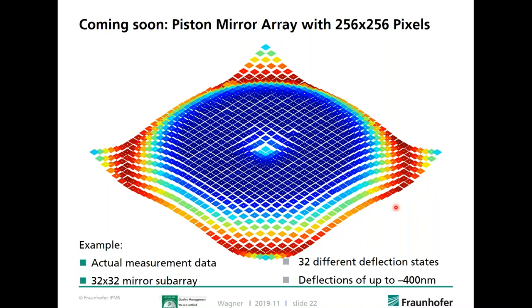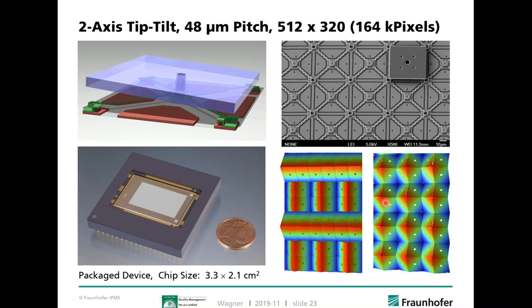Another very interesting, relatively new development is not one tilt axis, not piston, but two tilt axis mirrors, shown on this slide. On the upper left, you see a sketch of the flexibility the mirror has in movement: rotation not only around one axis but two axes. You see an SEM picture with a possible design of springs, and this is the mirror plate here. You see the device on the lower left. It has something like 160,000 pixels with a pitch of about 50 micron.